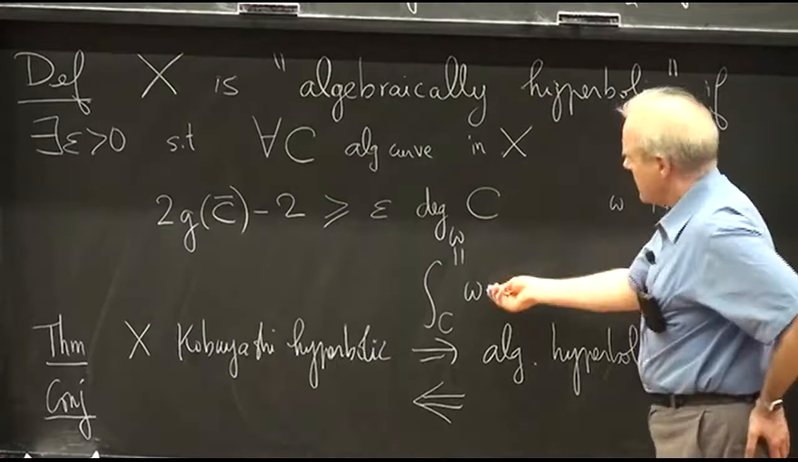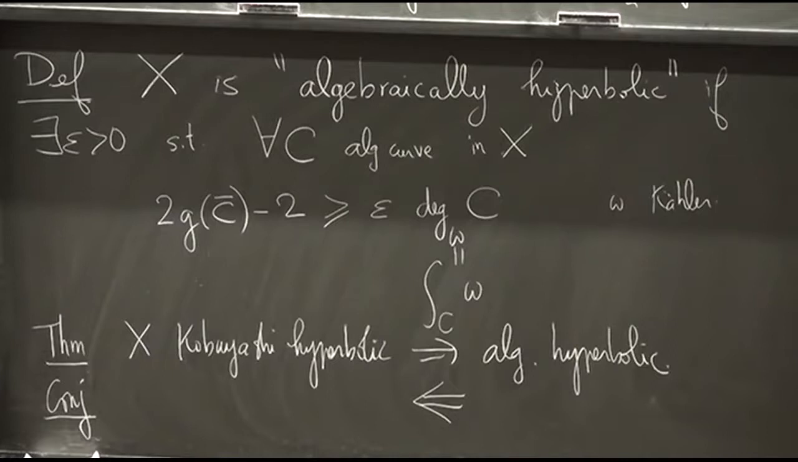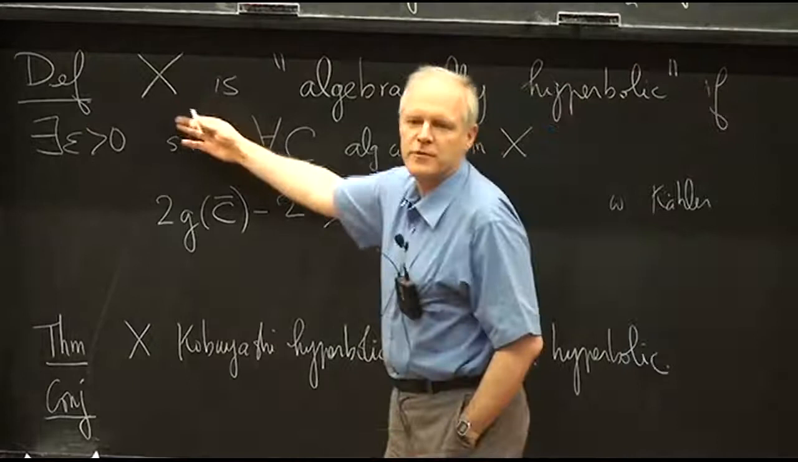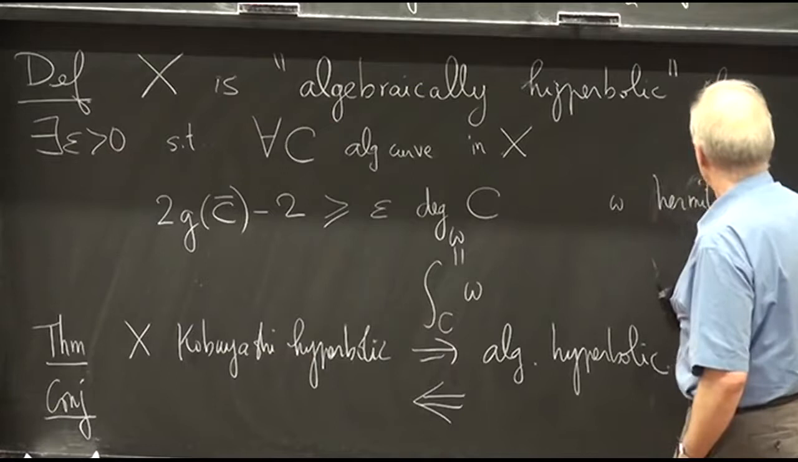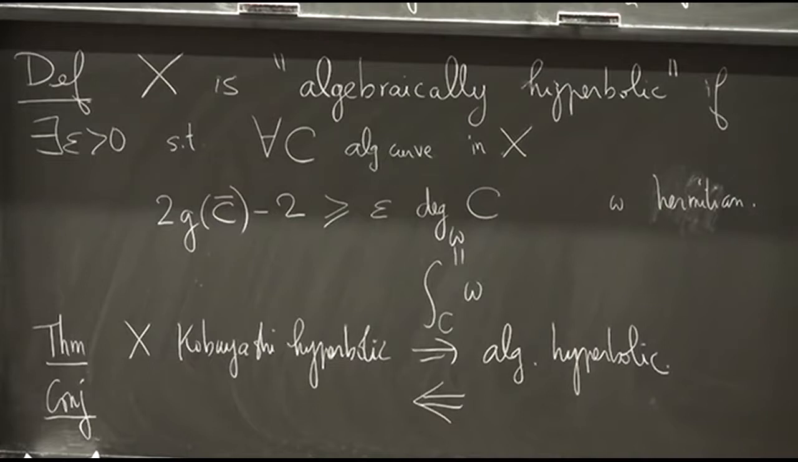Should be Kähler, okay. I assume X projective, so you can take the Kähler form, but it's not even needed that X is projective for this definition. You can pick any Hermitian metric here, and then the result will still be true. And you expect anyway that hyperbolicity implies projectivity.